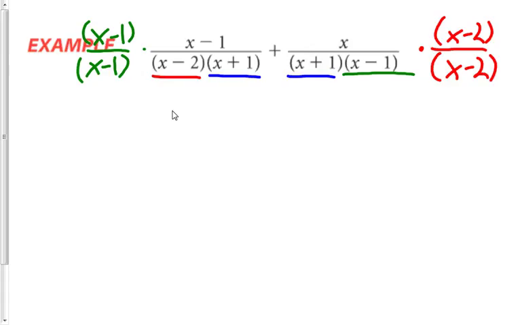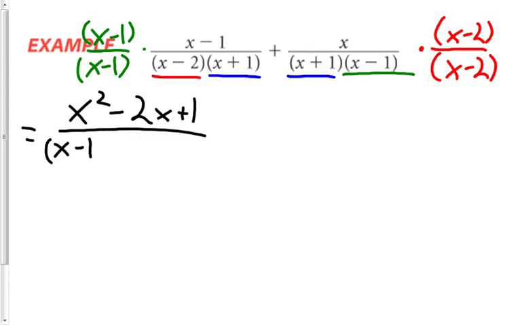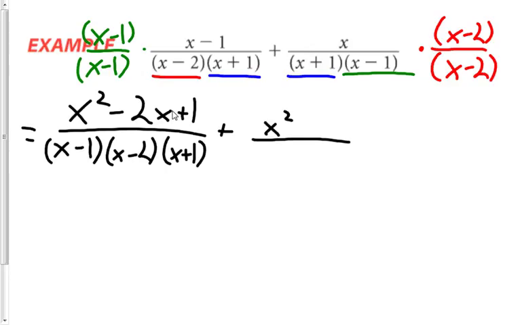So let's start by FOILing x minus 1 times x minus 1. That'll give me x squared minus 2x plus 1 all over x minus 1 times x minus 2 times x plus 1, plus x times x is x squared, x times negative 2 is minus 2x, all over that x minus 1 multiplied by x minus 2 times x plus 1.